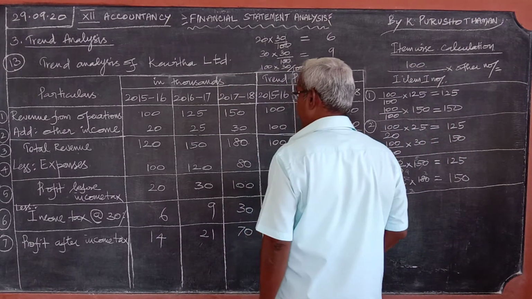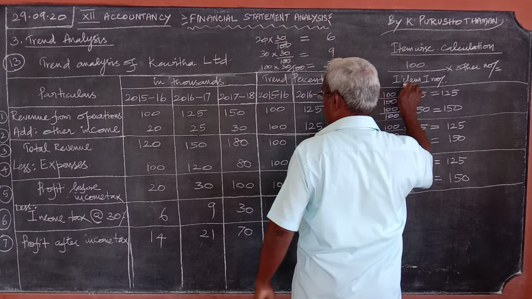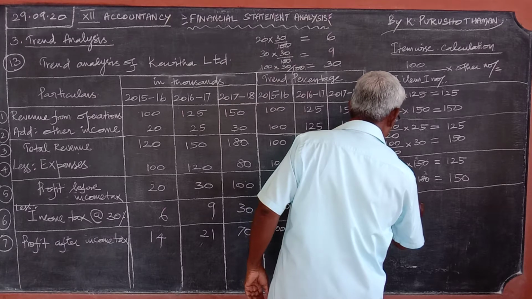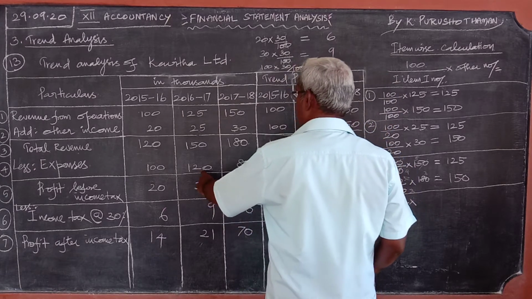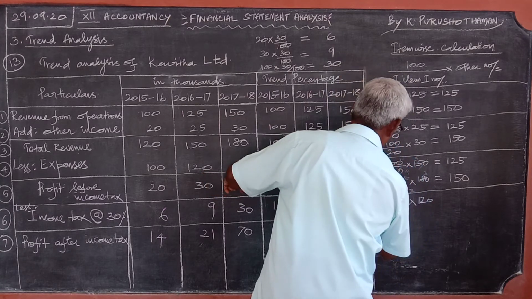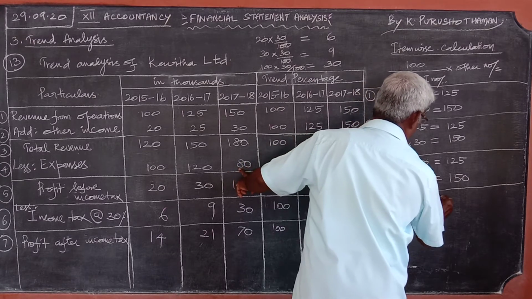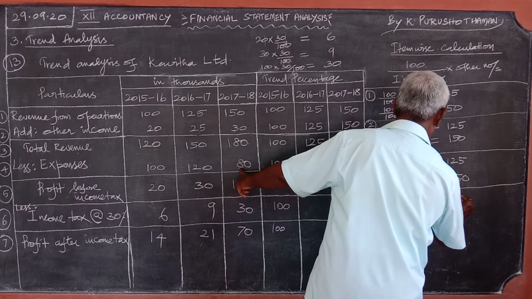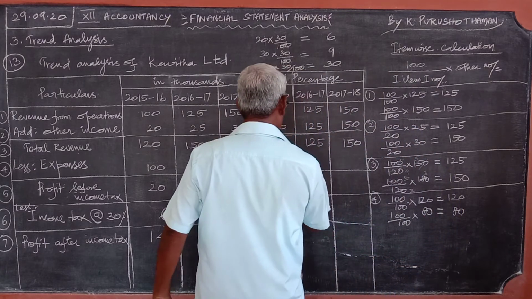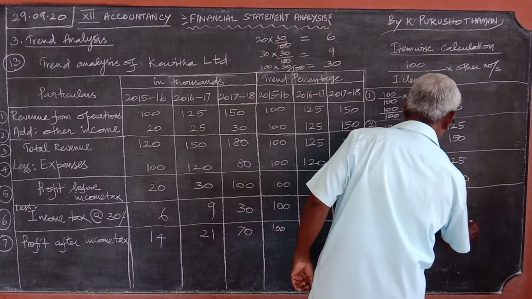Then the fourth item, expenses. As per the formula, 100 by the first item, first number, that is 100, into what is the next number? 120 into 120. For the next number also, 100 by 100 into 80. You can write this as 120, 100, 100 cancel, 80. So 120, 80. The fourth item is over.